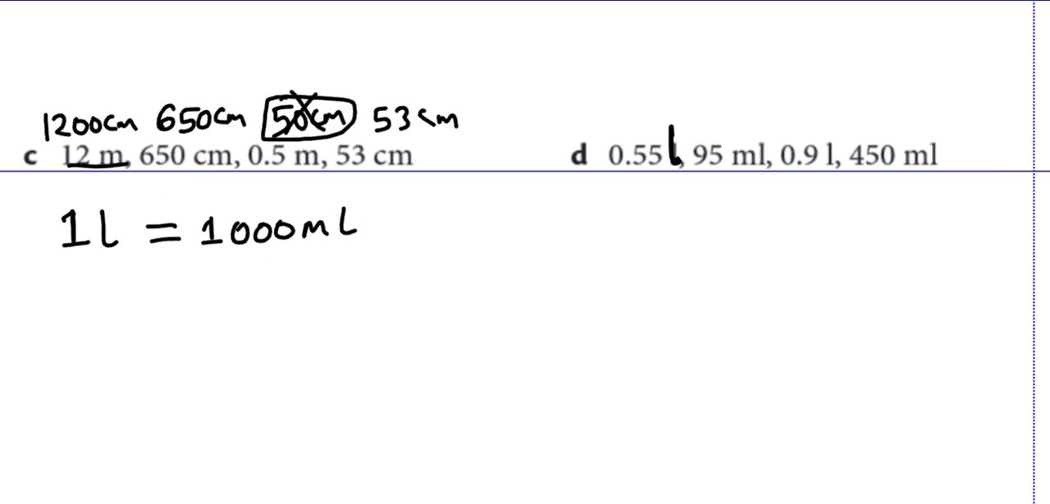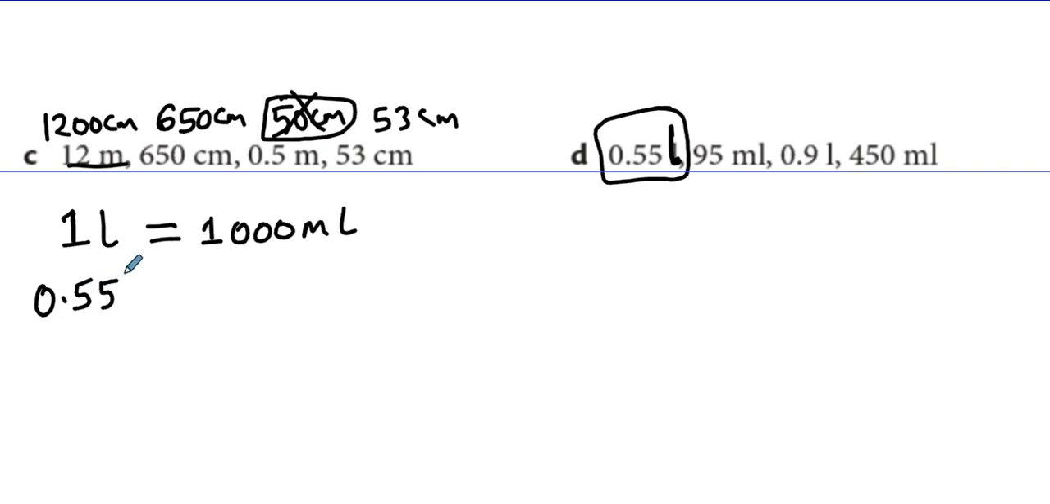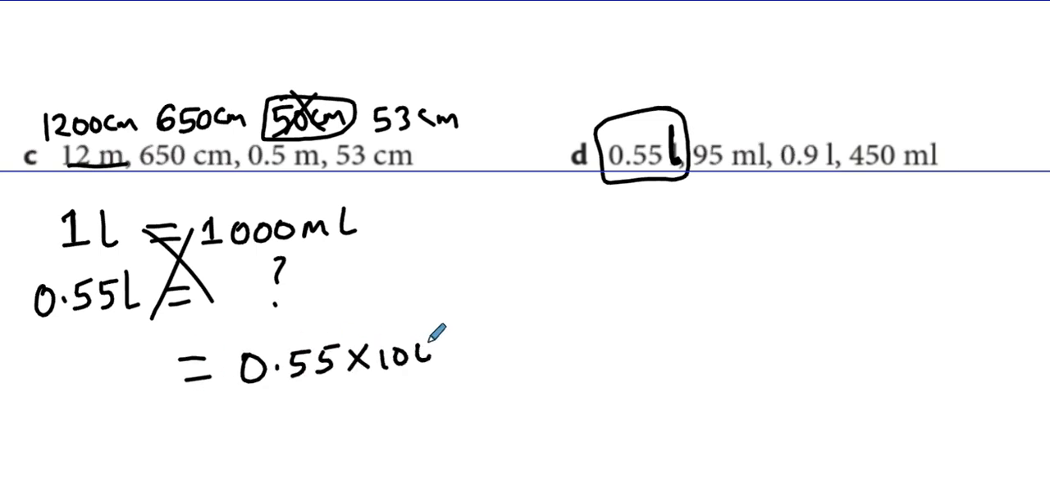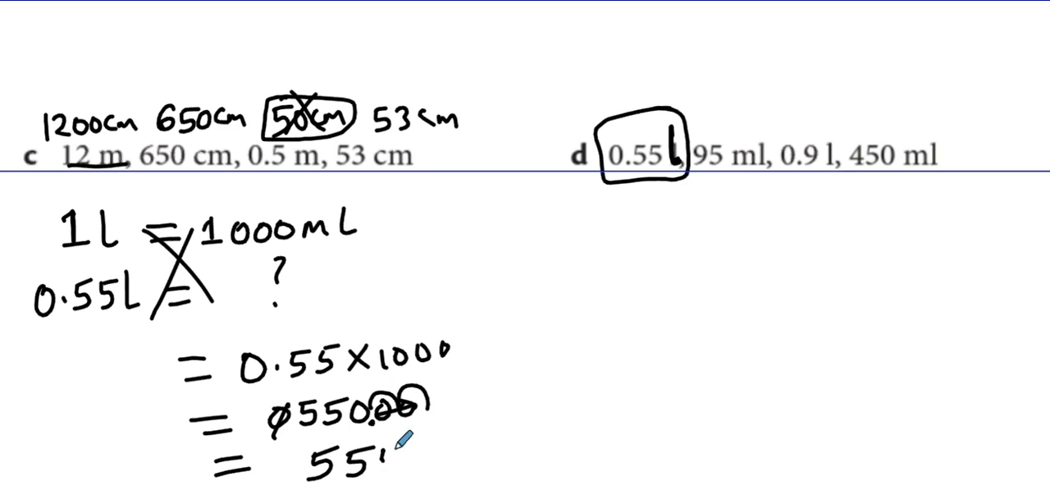Right, now if 1 liter equals 1000 milliliters, then we have to convert 0.55 liters into milliliters. So 0.55 liter into milliliters, so we need to cross multiply. This will be 0.55 times 1000, ignoring the decimal point: 55 times 1000 is 55000. Then you count how many decimal places are here: 1, 2. So count 2 decimal places, put a decimal point over here, cancel the zeros, and the answer will be 550.